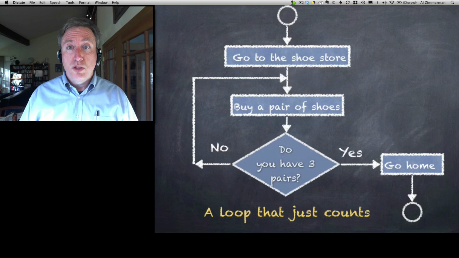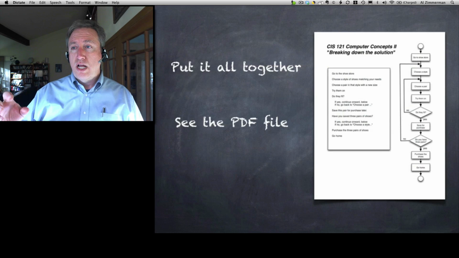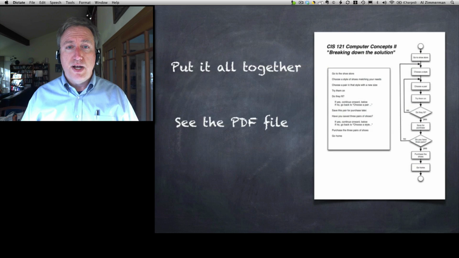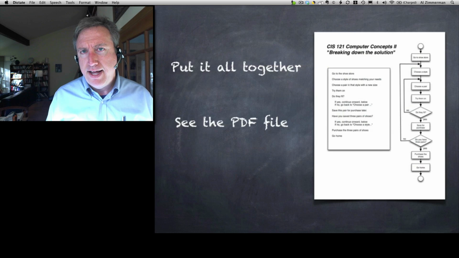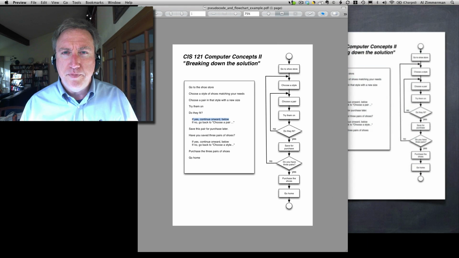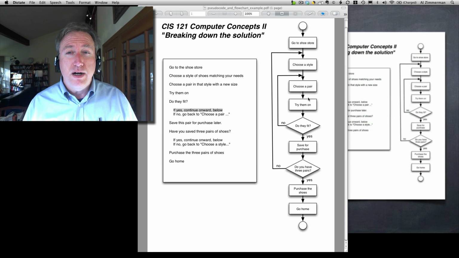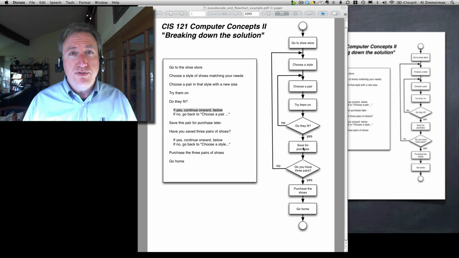So, let's look at our final solution, our final flowchart, our final pseudocode. There's a PDF file in your class materials so that you don't have to squint at the screen and see it here. I'll bring it up and we can take a closer look at it. Notice we've got two nested loops. We've got the one nested loop that is buy a pair of shoes, namely choose a pair, try them on, do they fit? Do that until you find a pair. And when you have that pair, save it for purchase.